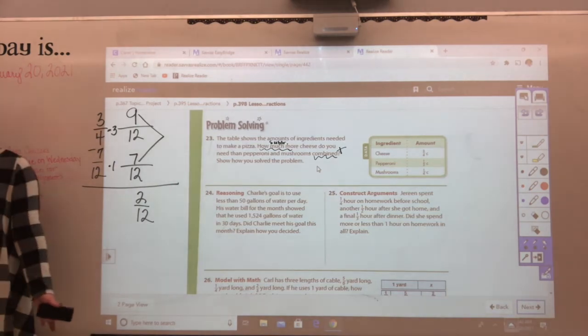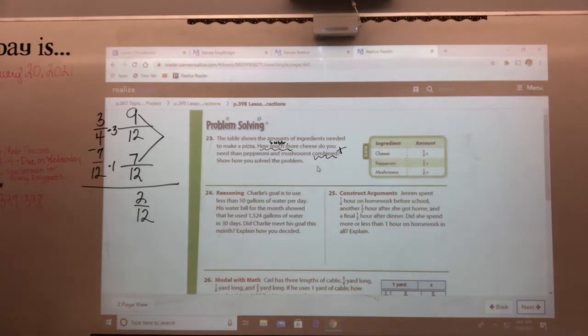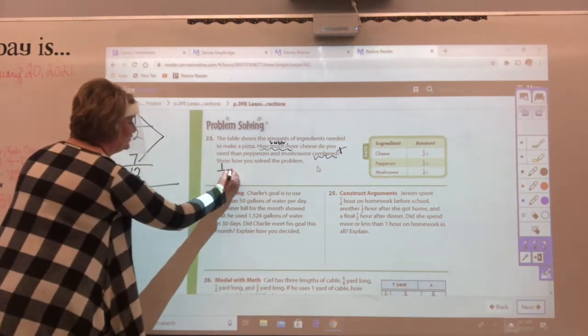Who can fix it for me? Can you fix it for me? What do you tell me to do? Be my teacher. Divide them by 2. So how many times can 2 divide into 2? 1. There's your new top number. Keep it going.